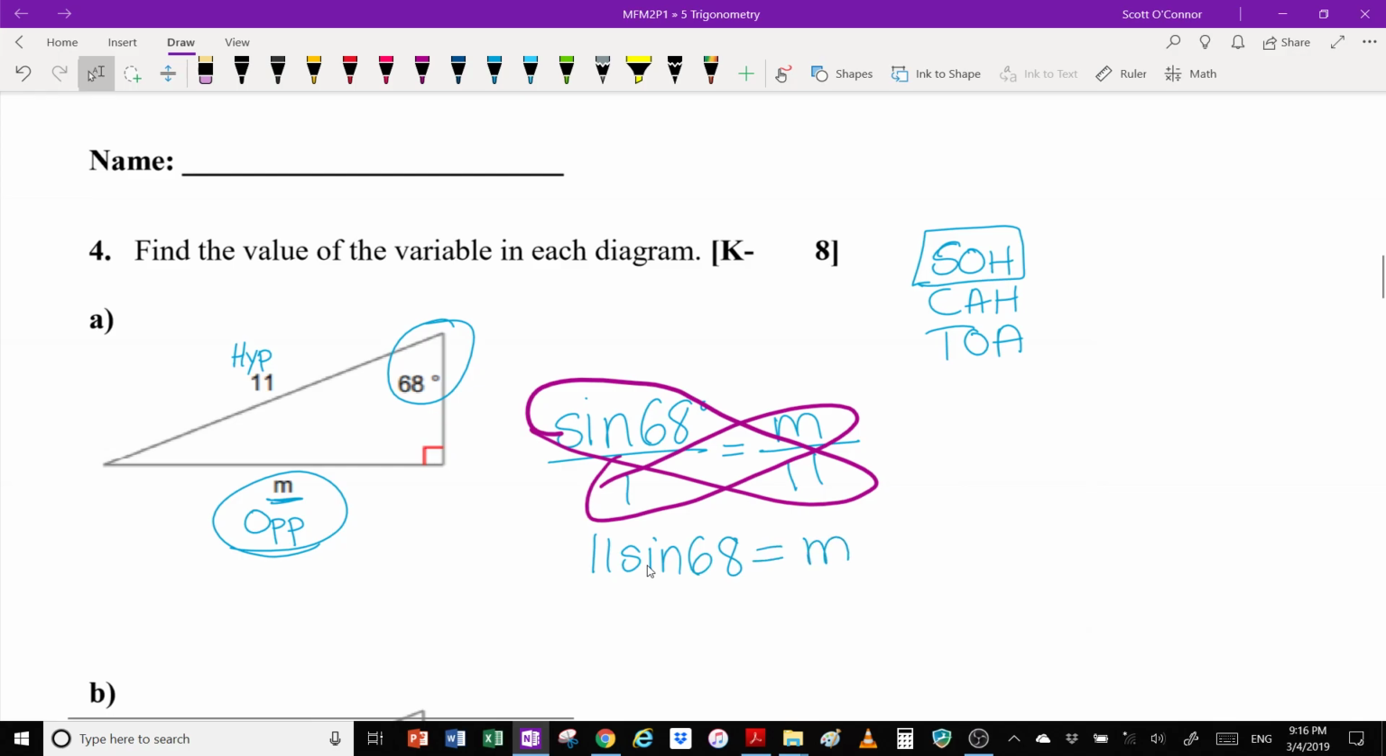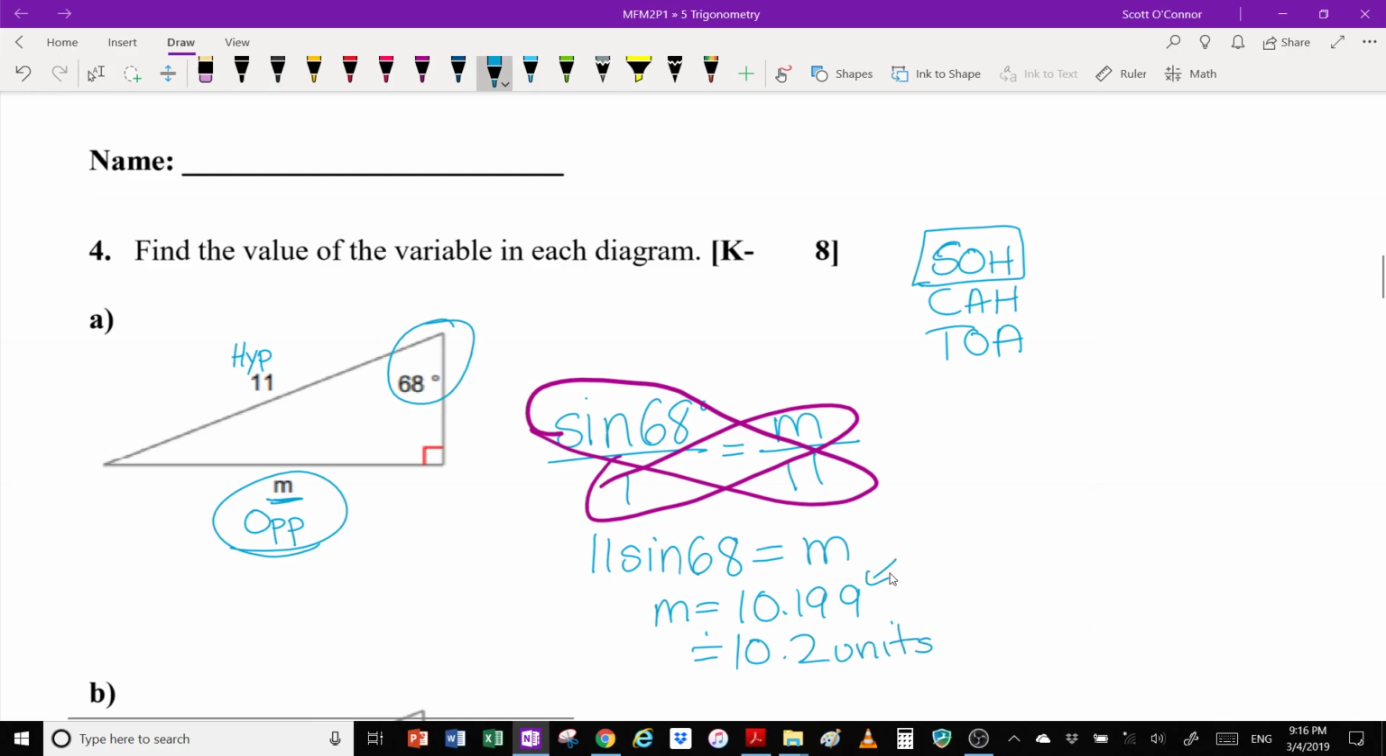m times 1, but as I said to you a moment ago, we know m times 1 is just going to be m. So now when I do that, I punch into my calculator 11 times sin 68, and I will get for m 10.199. I'm then going to round it to the nearest tenth, and I get 10.2 units. Make sure you include units.